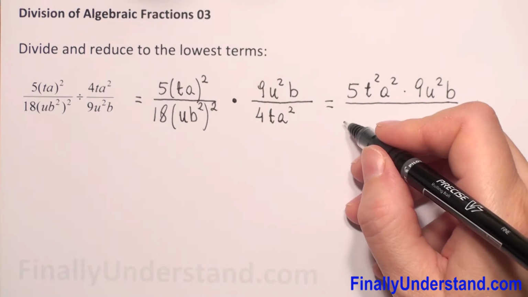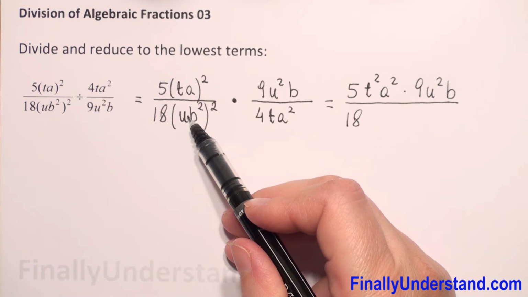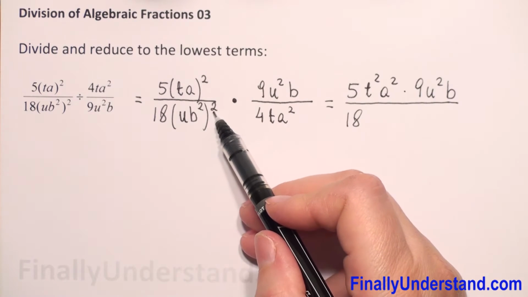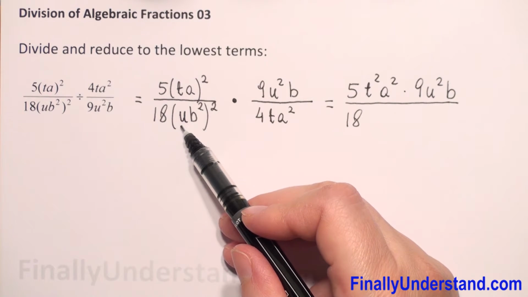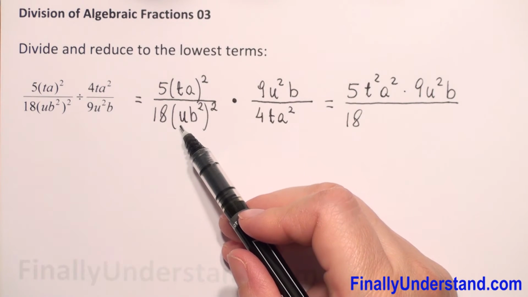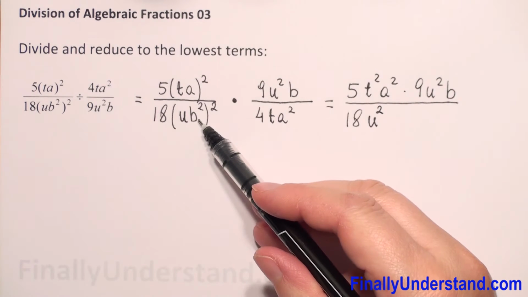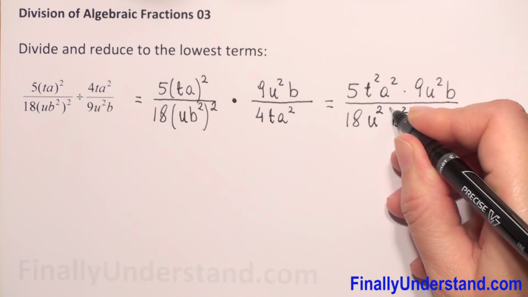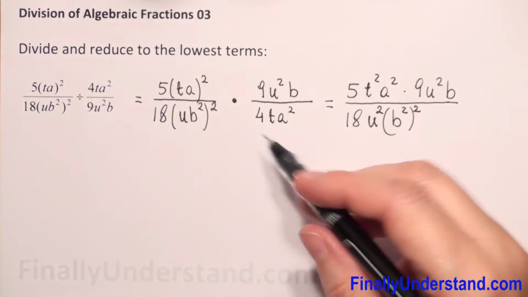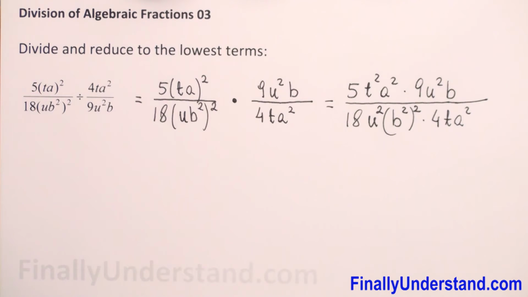And in the denominator we have 18, and we will use the same rule when we have multiplication in parentheses and we have to take this whole expression to the second power. It means we have to take to the second power every variable, every number which we have in the parentheses. In this example we have u and b squared, so we have to take to the second power u, so it will be u squared, and b squared we have to take to the second power, and we have times 4ta squared.